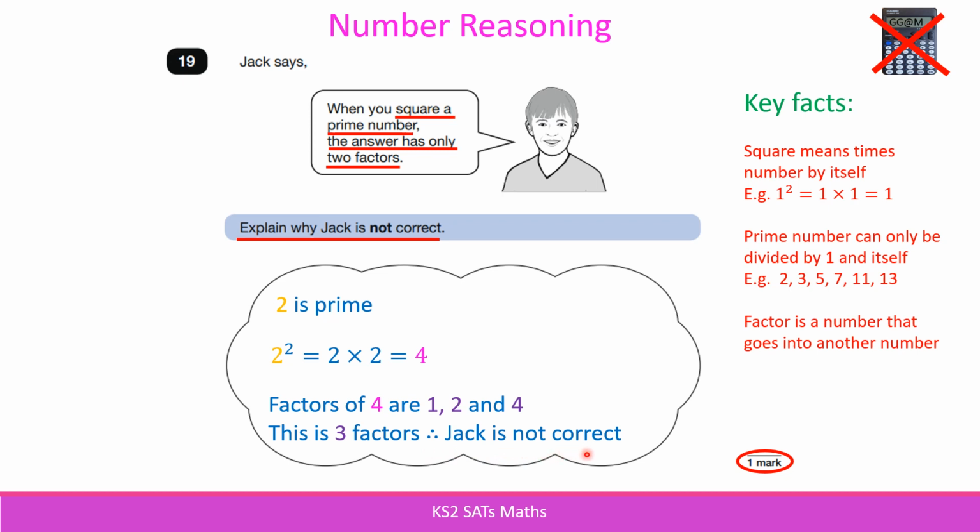So you need to make sure that you have stated a prime number, squared it, and then shown that there are more than 2 factors. So there's going to be 3 factors for your answer, and to explain that Jack is not correct to get the 1 mark. Give yourself a big tick if you got that correct. Great work, well done.